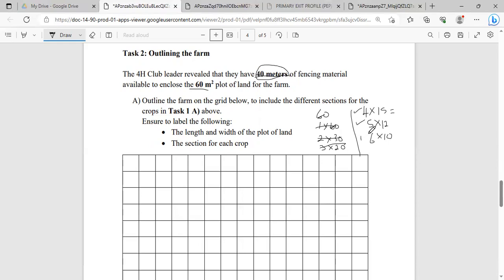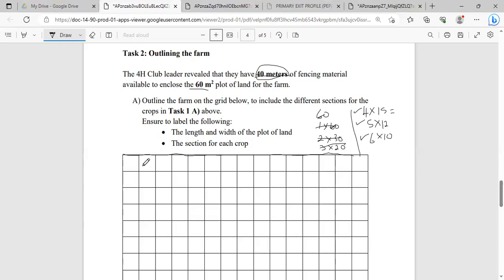So only these 3 dimensions can be used. So for this video, I'm going to use the 4 by 15, and then for the next video, I'll do the 5 by 12. Here comes the rain again. All right, so we go across. Length is going to be 15. 1, 2, 3, 4, 5, 6, 7, 8, 9, 10, 11, 12, 13, 14, 15.